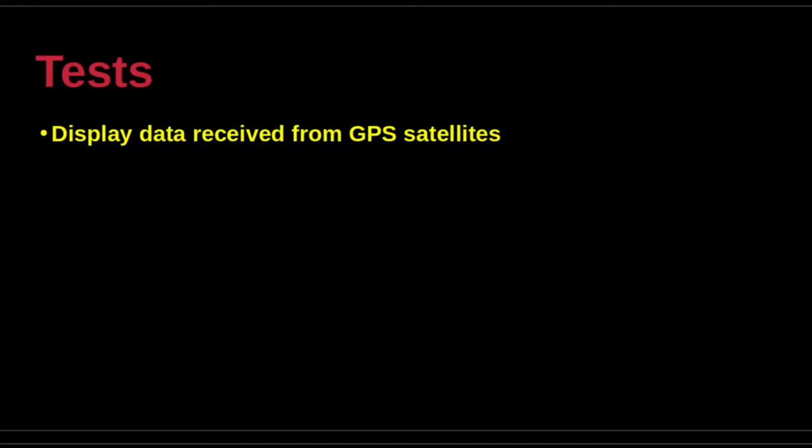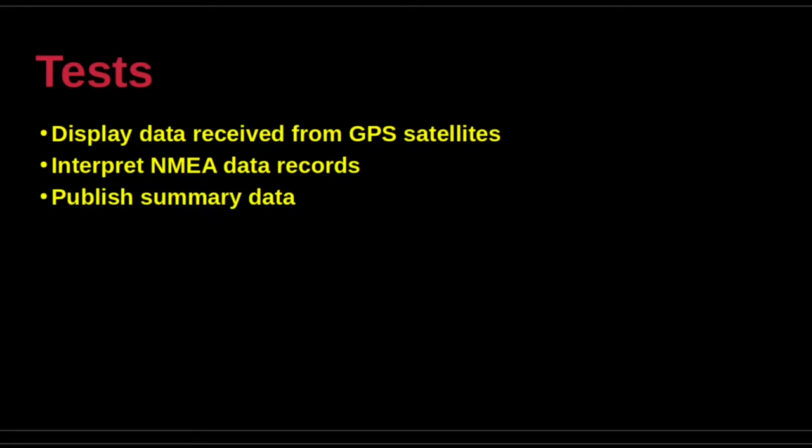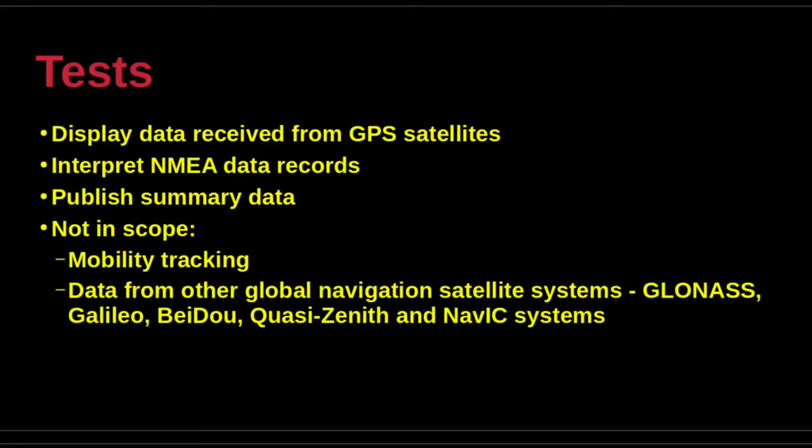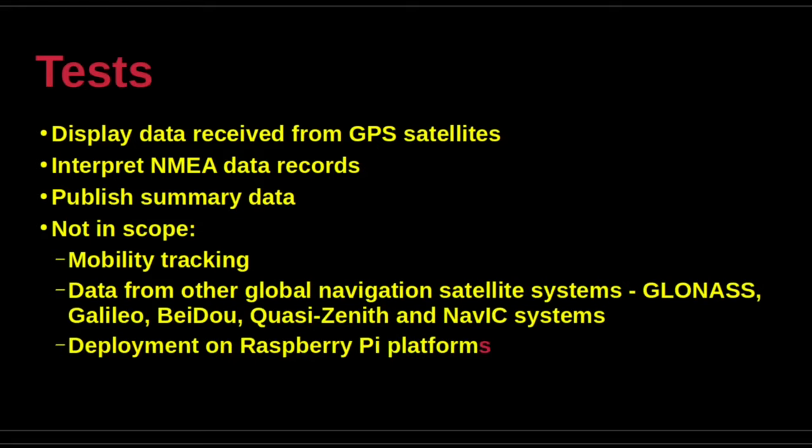The following data are not tested owing to the limited scope of the tutorial: mobility tracking and data from other navigational satellites such as GLONASS for Russia, Galileo for European Union, Baidu for China, Quasi-Zenith for Japan, and Navic for India.